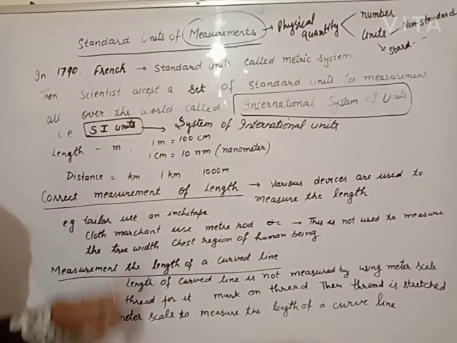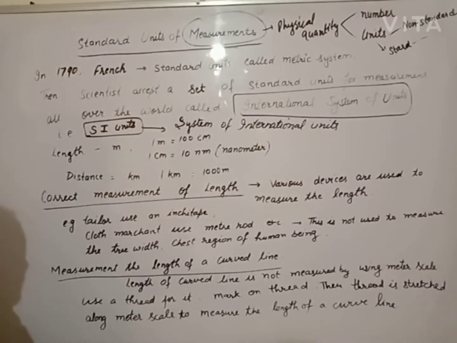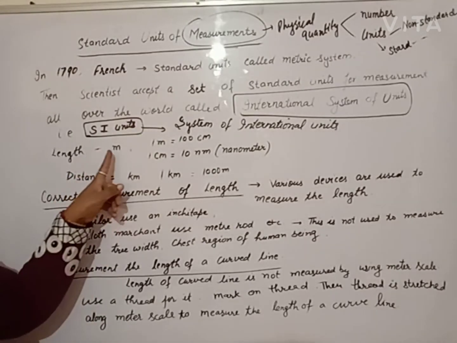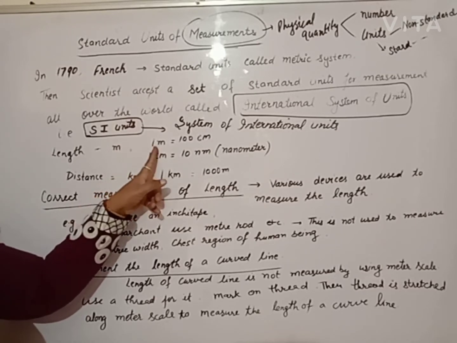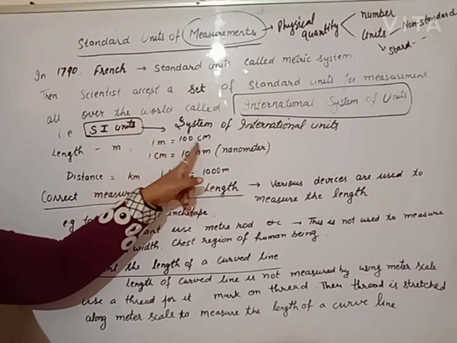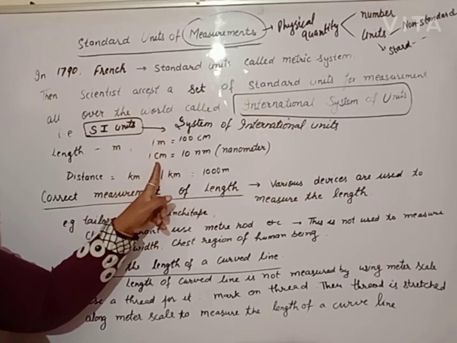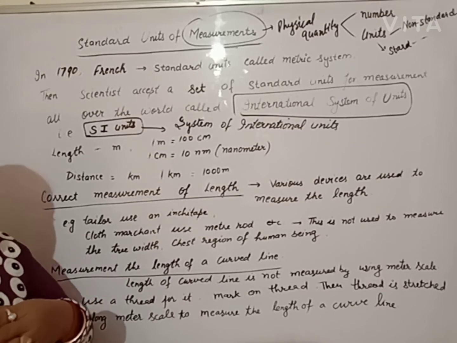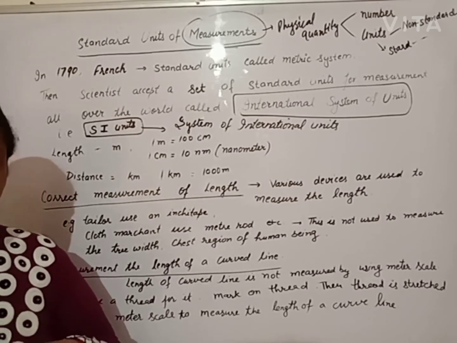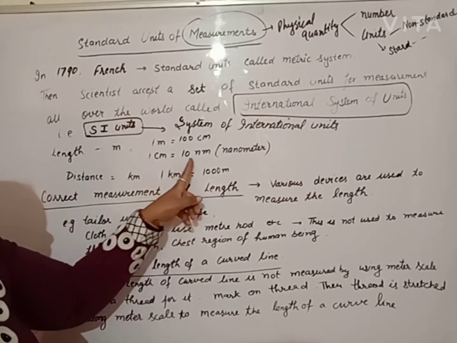Beta, for length, the SI unit is meter. 1 meter is equal to 100 centimeter. 100 centimeter means how many millimeter? Beta, 1 centimeter consists of 10 millimeter.